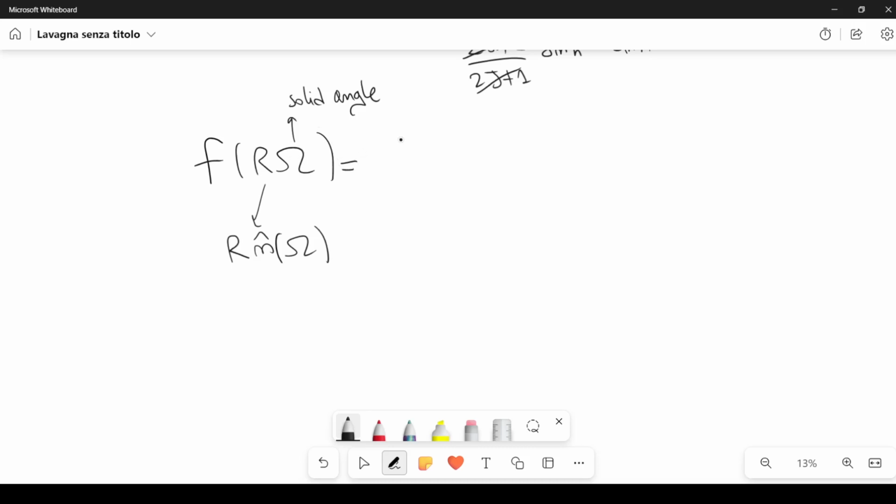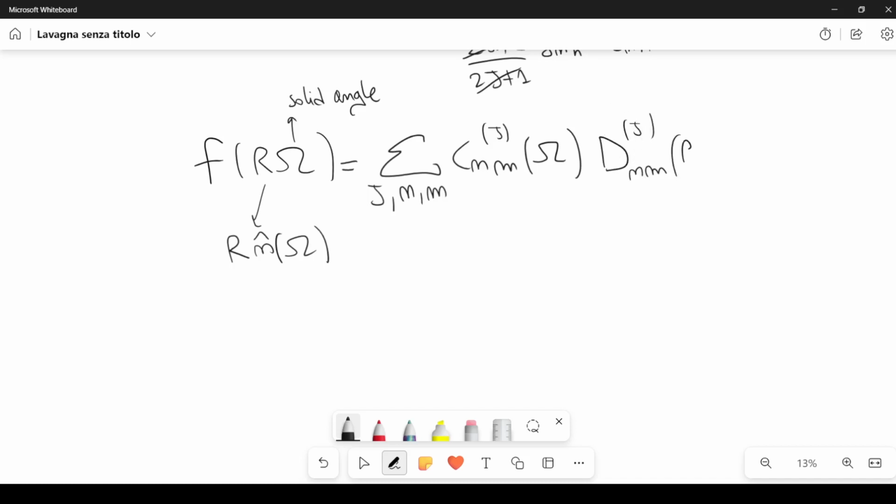Okay, we can expand this function over Wigner matrices. So we have to sum over j over n over m. We have a bunch of coefficients c nm of j, and the coefficients in general will depend on omega, so they will depend on the solid angle, or if you want, the unit vector. And then we have the Wigner matrices that will only depend on the rotation. So we have d, j, nm of r star 2j plus 1.